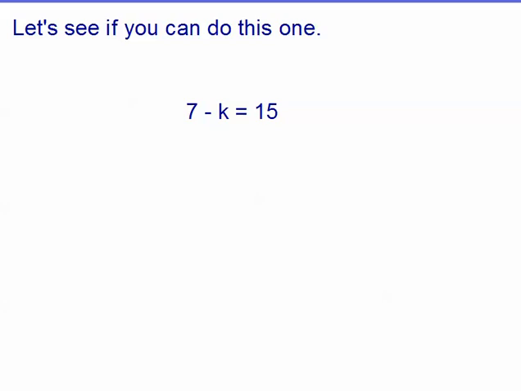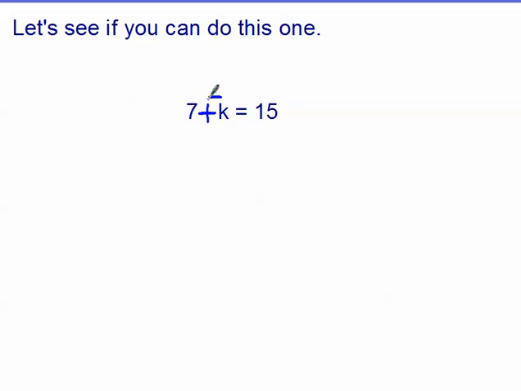Now what if we have something like this? This one's kind of tricky. This one looks like it's a one-step problem, but it's really not. It's actually a two-step problem. Because what are we going to do right here? We're going to take this minus, change it to a plus, and that k becomes negative.